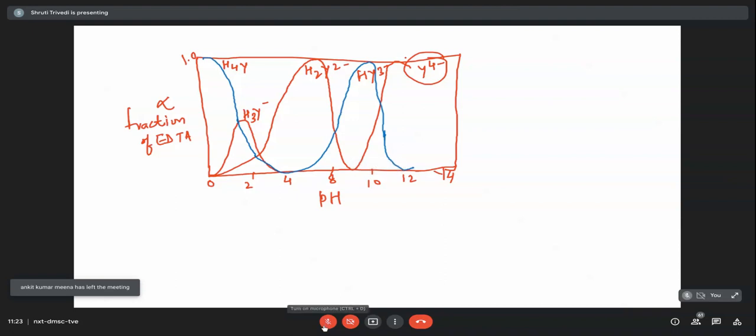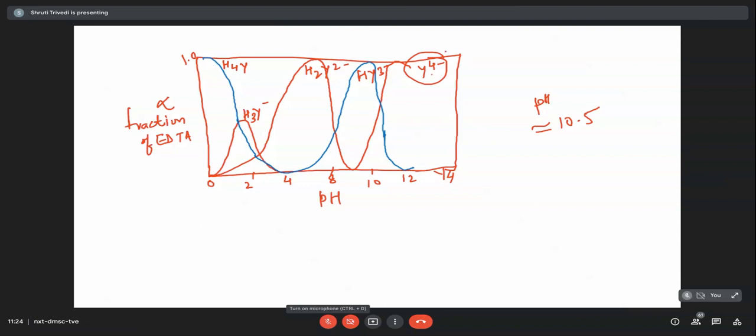So if you remember, we have done EDTA titrations, we have maintained the pH of the solution equal to approximately 10.5 by adding ammonia buffer, if you remember. So why did we have done this? Because first of all, we need to maintain the pH because we want a specific species of EDTA that can react with the metal ion. So Y4 negative is the actual species which is going to react with your metal.